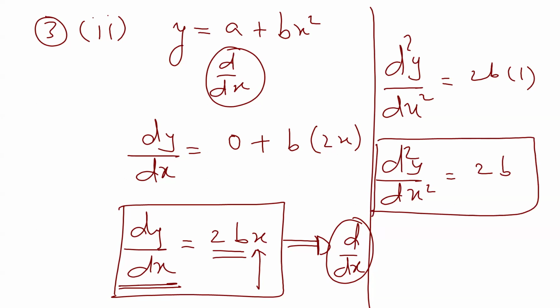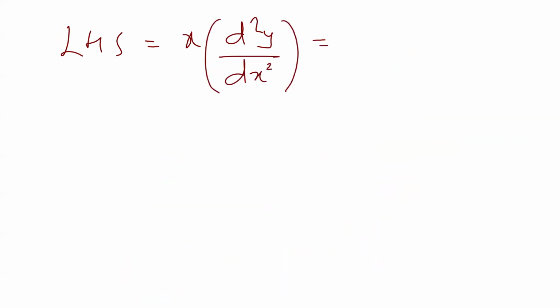Now take a look at the proof. In the proof part, we will start with the LHS. The value of the LHS is x d square y by dx square. So this is x into 2b. We got this value, right? Okay, so this is equal to 2bx.